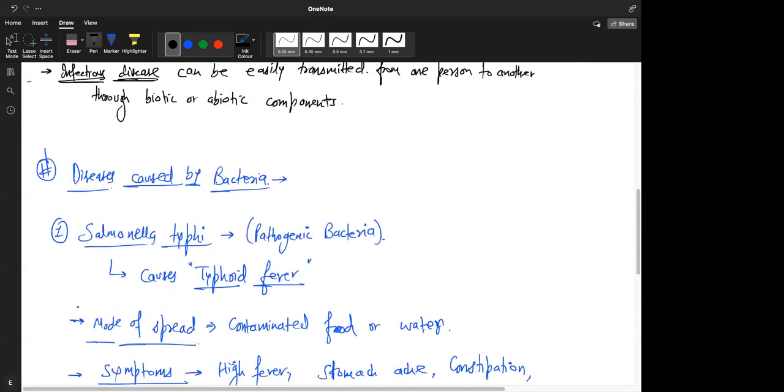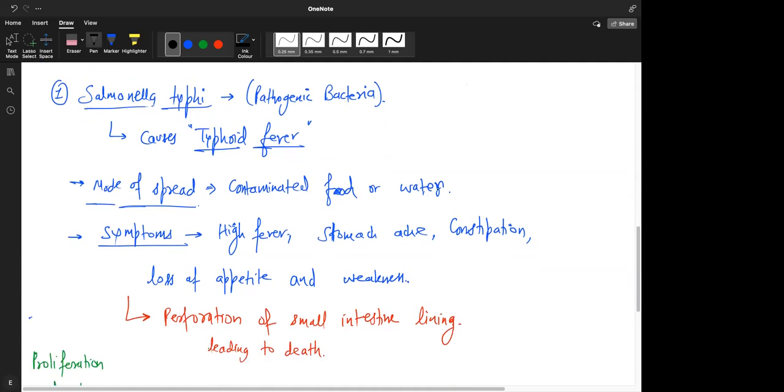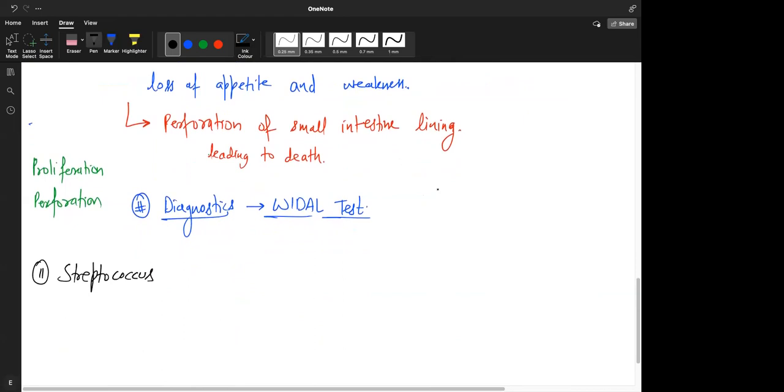Then we started with diseases caused by bacteria. So we are going pathogen wise, first starting with bacteria. First we did the bacteria Salmonella typhi. It's a pathogenic bacteria and it causes typhoid fever. Mode of spread is contaminated food or water. It first enters the intestine and then goes to other organs as well. Symptoms are high fever, stomachache, constipation, loss of appetite, and weakness, and all these symptoms are related to each other. Severe symptoms are perforation of the small intestine lining, which can even lead to death. And the diagnosis happens through the Vidal test.